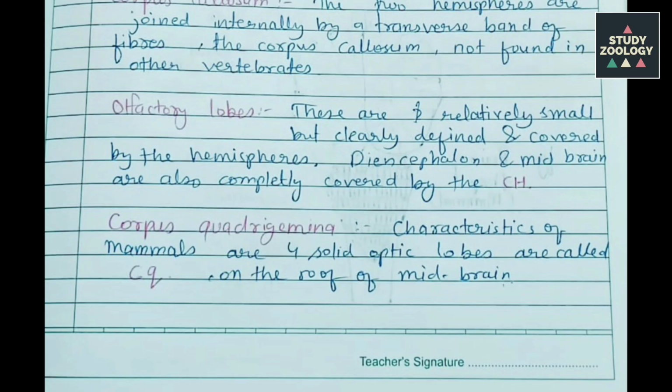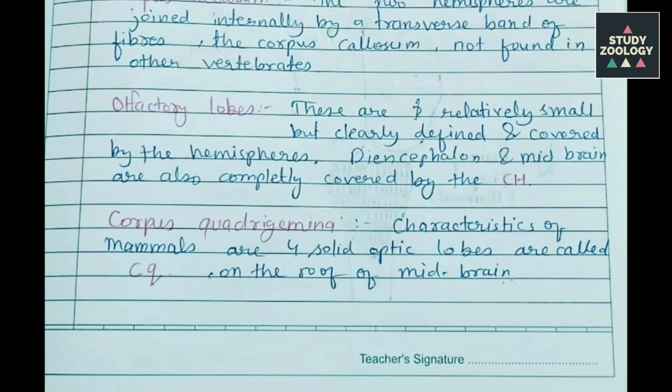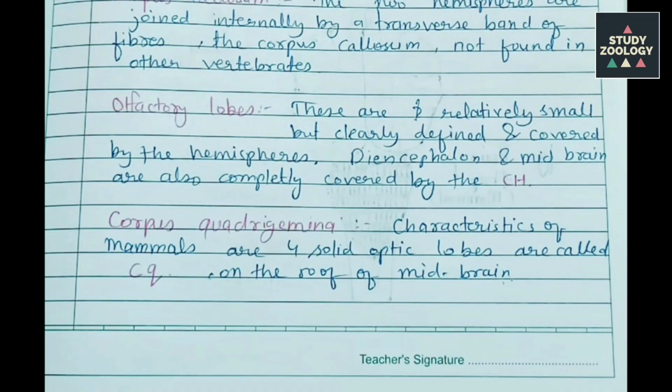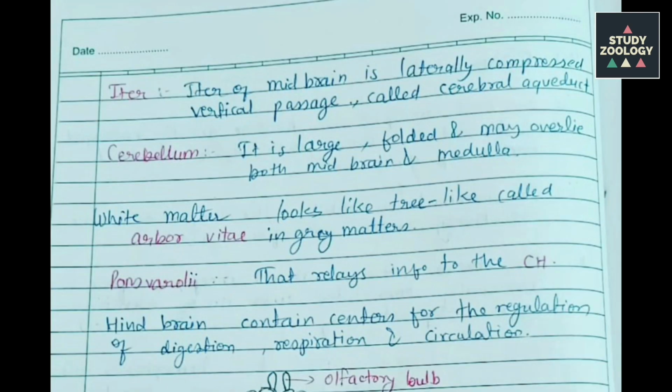Olfactory lobes. These are relatively small but clearly defined and covered by the hemispheres. Diencephalon and midbrain are also completely covered by the cerebral hemispheres. Corpus quadrigemina. A characteristic of mammals: four solid optic lobes called corpus quadrigemina are on the roof of midbrain. Cavity of midbrain is a laterally compressed vertical passage called cerebral aqueduct.